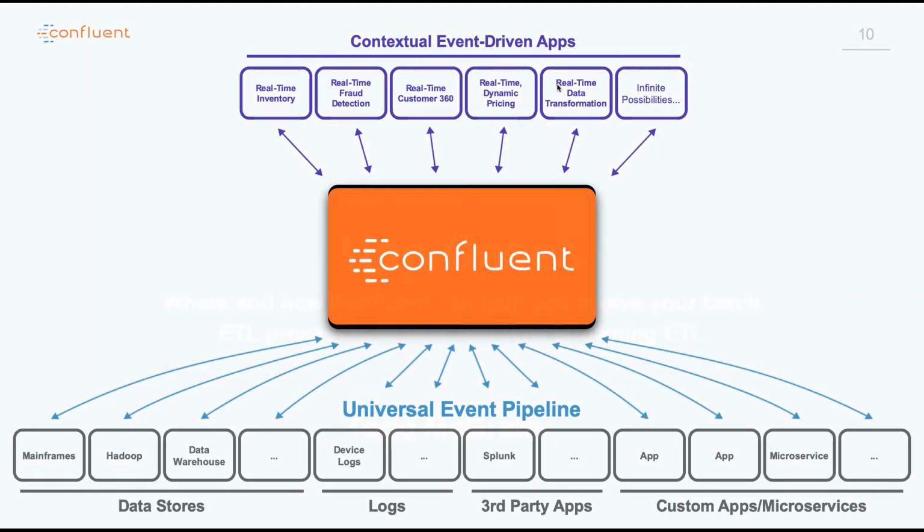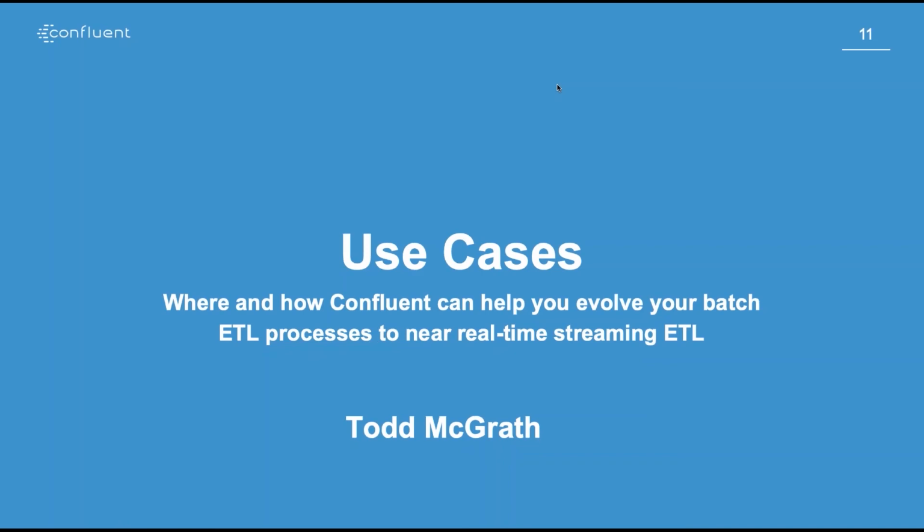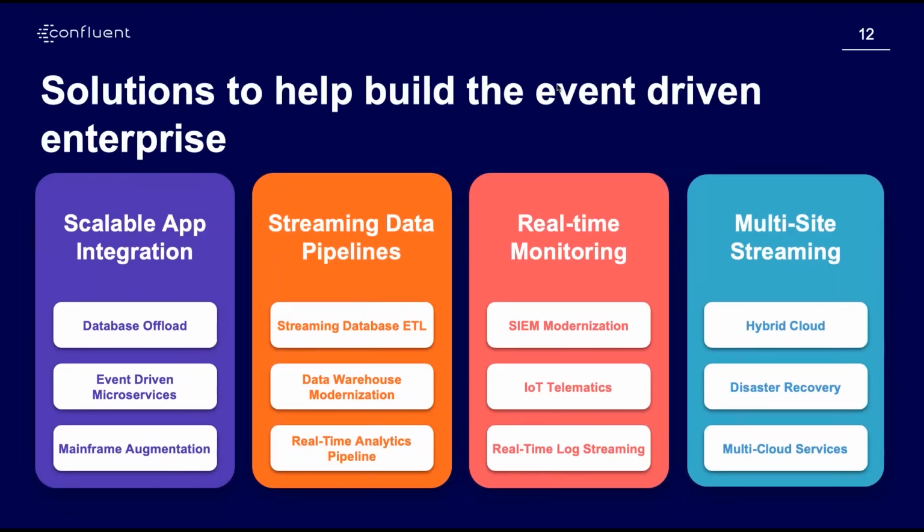Let's move on to some of the use cases where you might consider the Confluent platform as you move from batch-oriented ETL towards near real-time streaming ETL. Here are a few of the high-level solutions to consider for real-time ETL. There are primarily four pillars. Left to right, we've got the idea of scalable and flexible application integration. Moving to the right, we've got the idea of modernizing our batch-oriented ETL jobs.